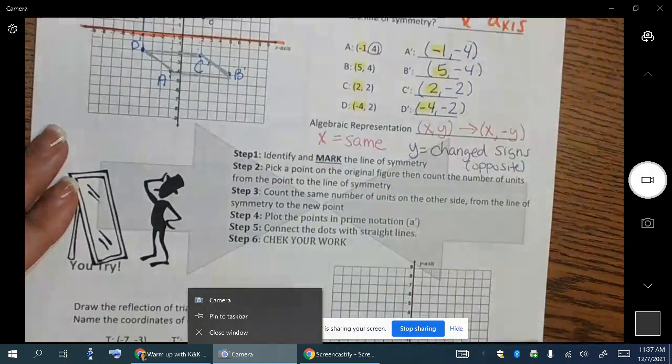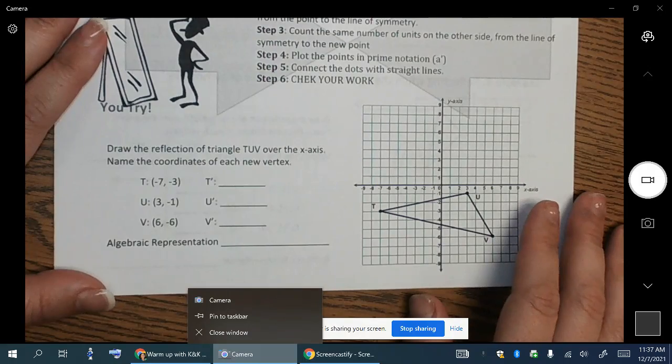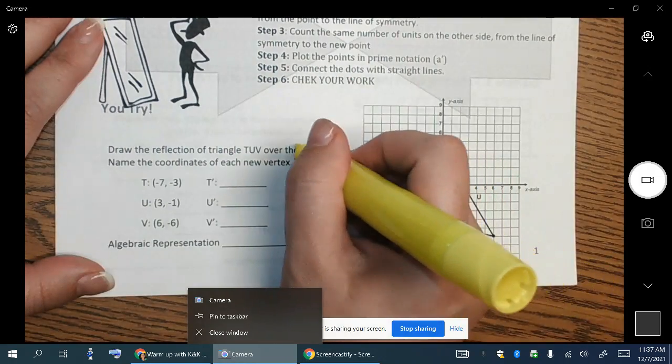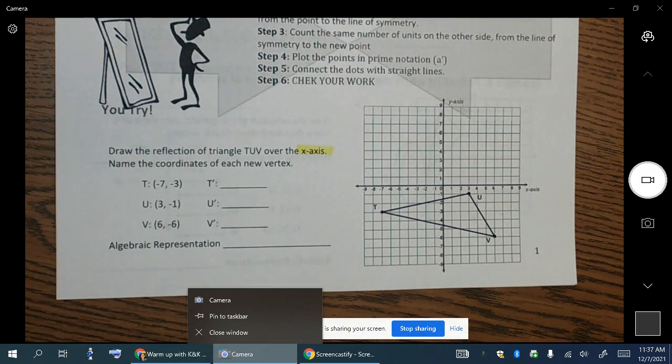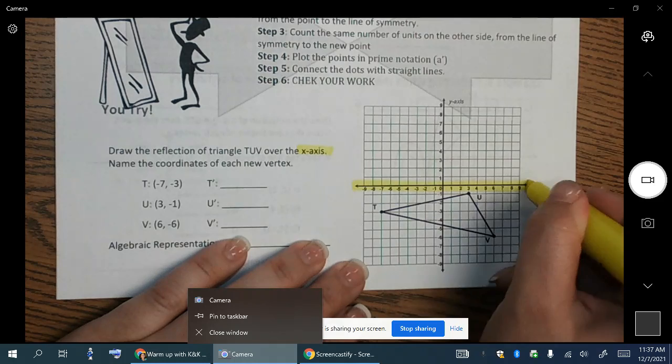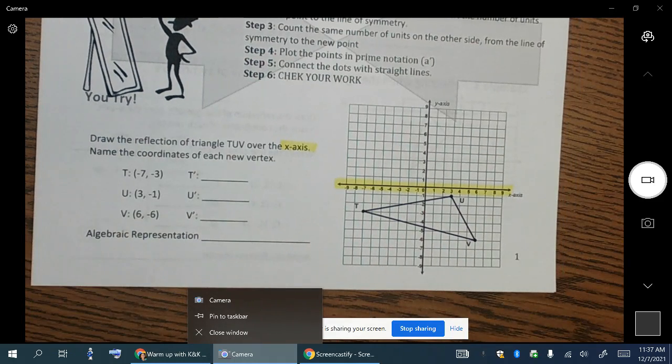Okay? So now we have a triangle. It's saying that we want to reflect it over the what? The x-axis. So do we always trace the x-axis? If it tells you X. On the back, we're going to talk about Y.